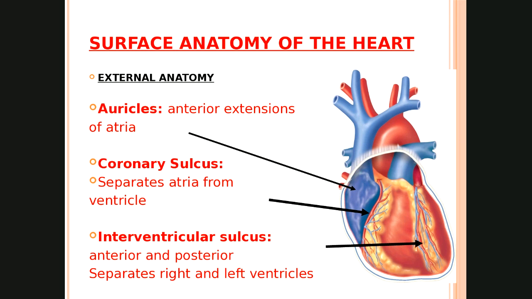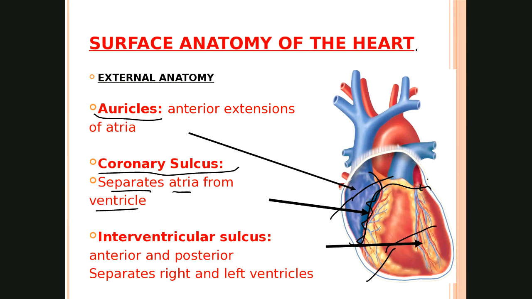When we look at the surface anatomy of the heart, meaning the external anatomy of the heart, remember the top chambers are called the atria, the bottom chambers are called the ventricles. The atria on the surface has extensions of the chamber, which are called the auricles. So these are anterior extensions of the atria. Between the atria and the ventricle, there is a groove that goes around. That groove is called the coronary sulcus, which represents the separation between atria and ventricles. So the separation between the top chambers and the bottom chambers.